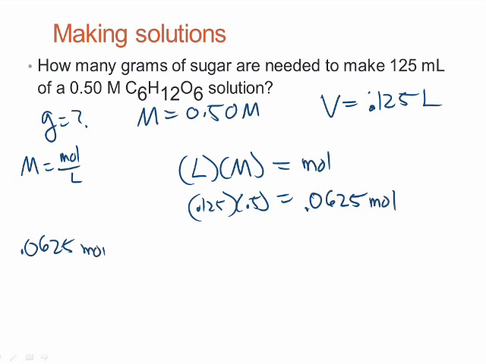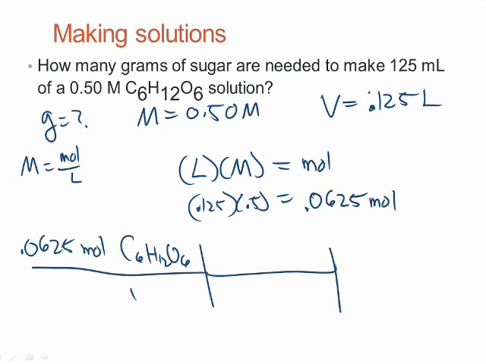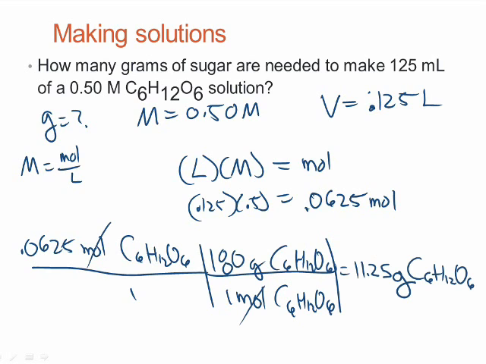Now we want to get grams from that. 0.0625 mole of C6H12O6. Multiply that. We have 1 mole of C6H12O6 is 180 grams C6H12O6. And we get 11.25 grams. So that's how much we need if we want to make a 0.5 molar solution in 125 mils.